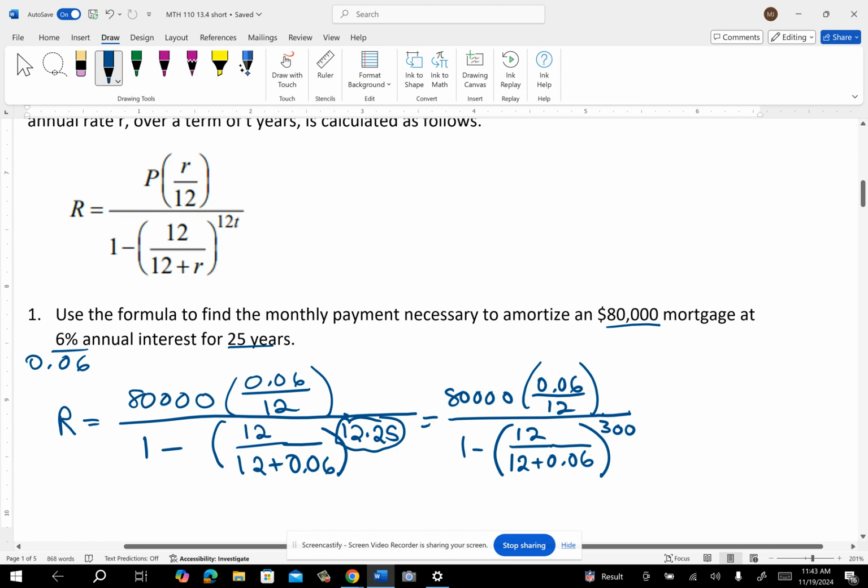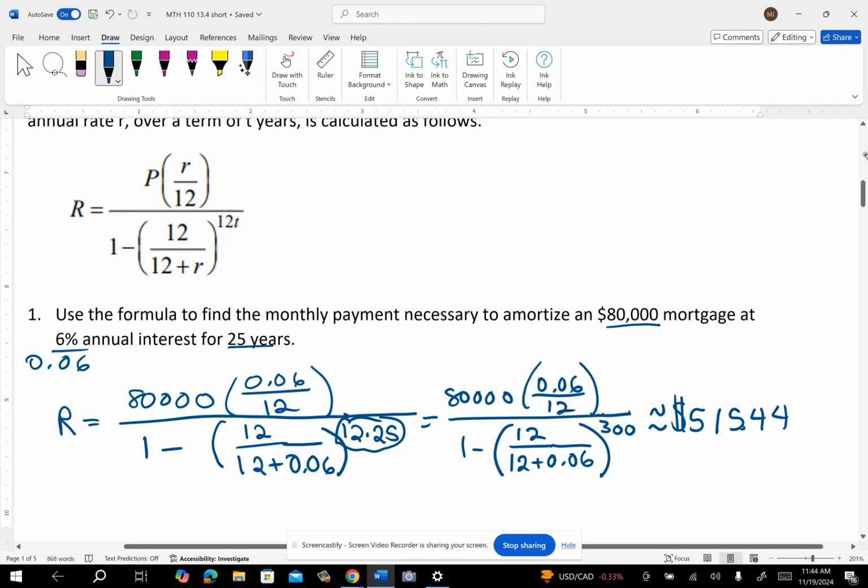Okay. All right, and when you're done, you should get about $515.44.